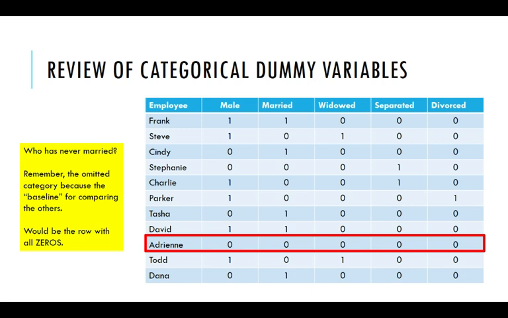This is why, if you recall from an earlier lecture, and probably you don't remember, but remember we said we don't need the fifth category, because the computer understands that somebody with a 0, 0, 0, 0, well, they're going to be in the omitted category.